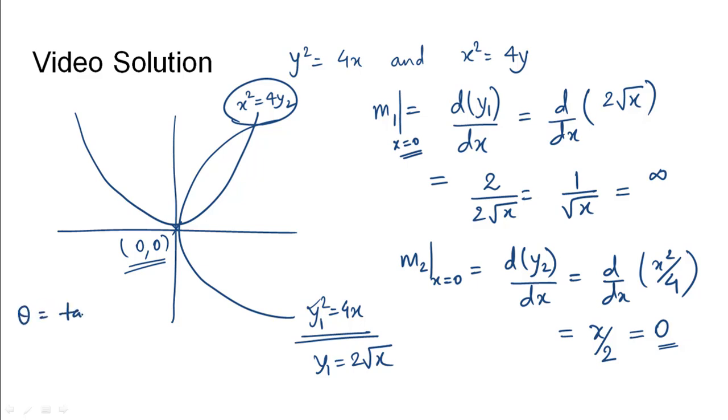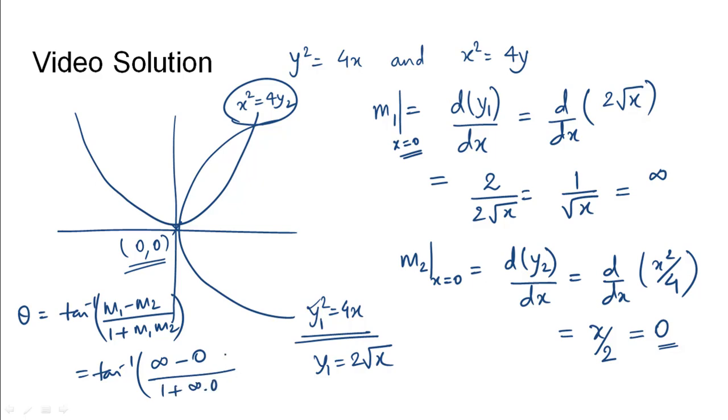The angle between the two tangents can be found as tan inverse of m1 minus m2 by 1 plus m1 m2. Substituting the values, we would get tan inverse of infinity minus 0 by 1 plus infinity into 0. This would become tan inverse of infinity, that is pi by 2 or 90 degrees.